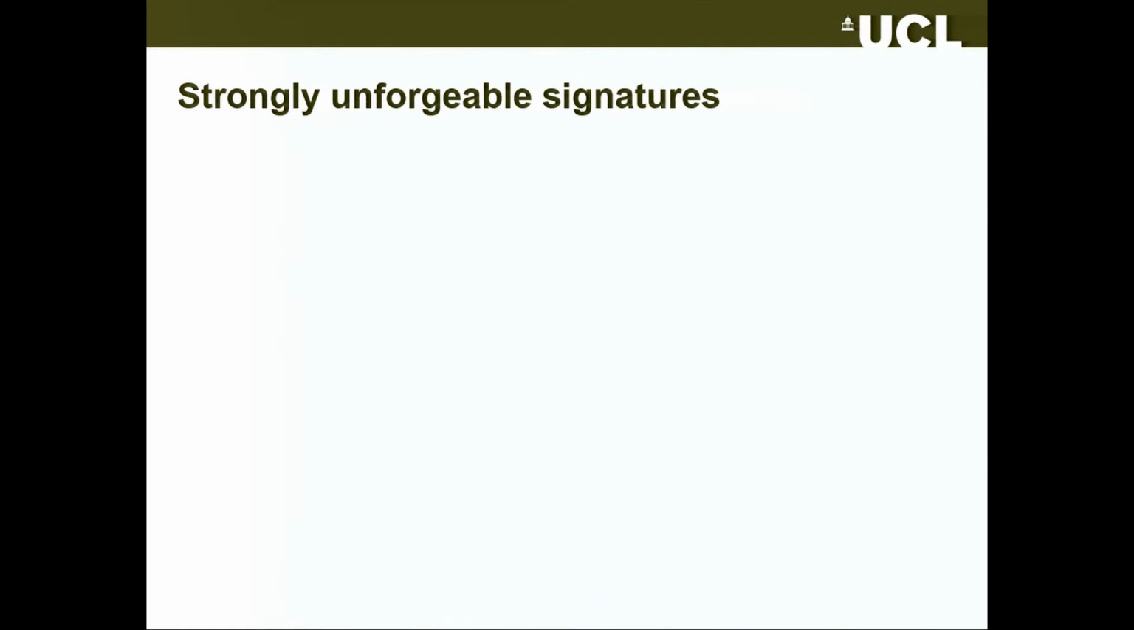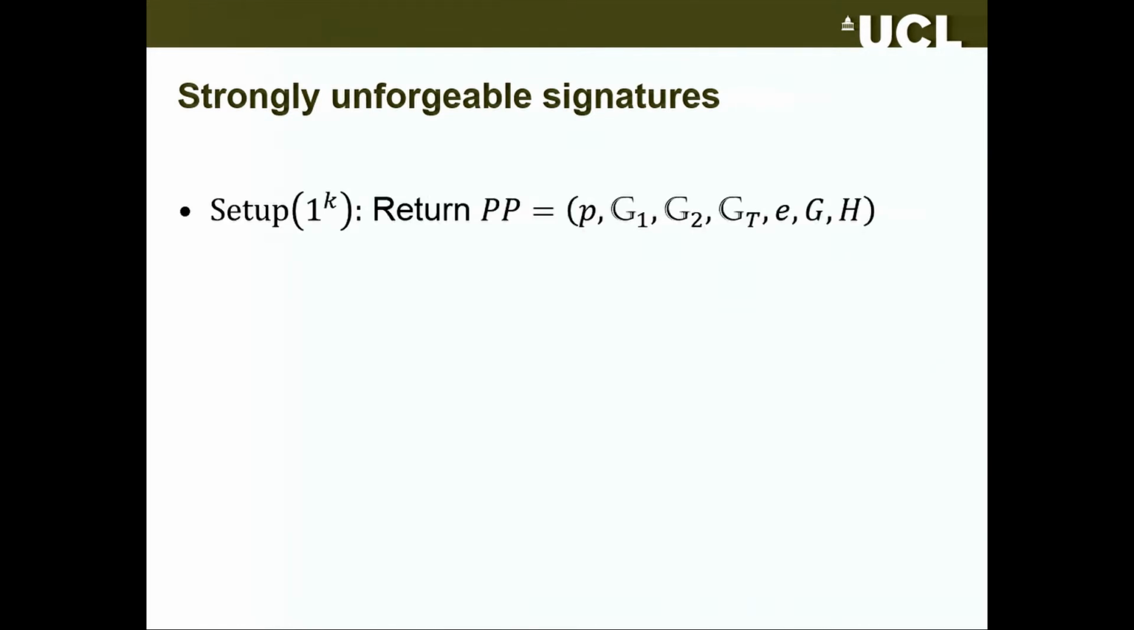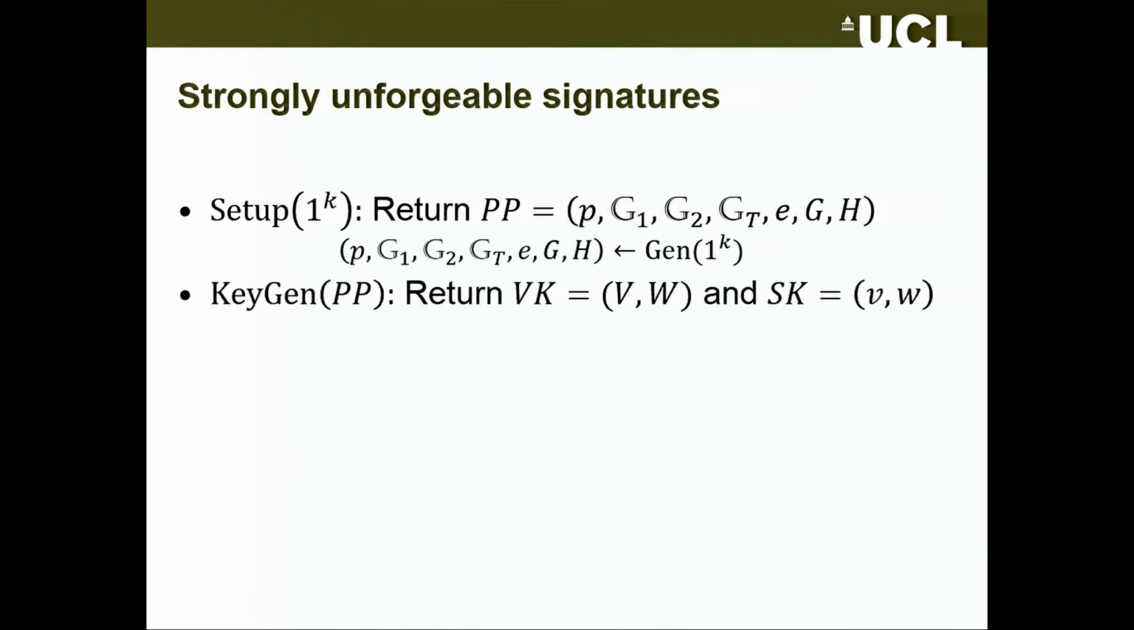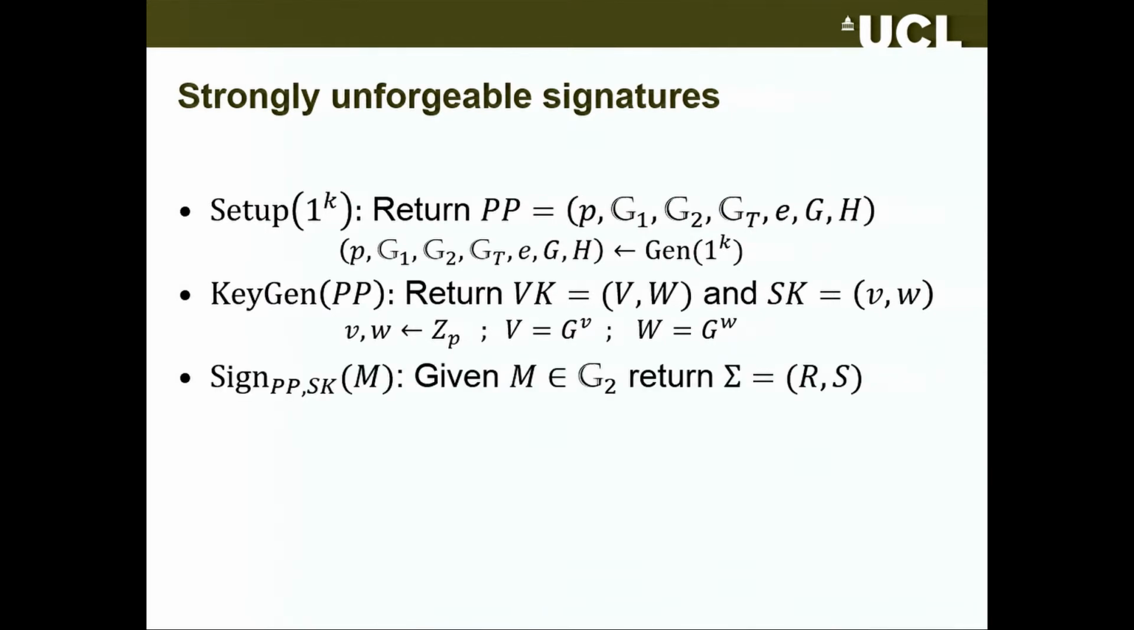So let's start with the strongly unforgeable signature scheme. The setup is a description of a bilinear group. The public key, the verification key, consists of two randomly chosen group elements, and the secret key are the discrete logarithms. Then in order to sign a message in the second source group, we do these computations here. We pick some random value t, and we compute the signature, the two group elements R and S that constitute the signature, in the following way.